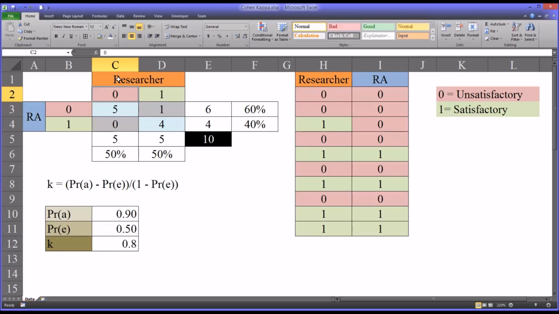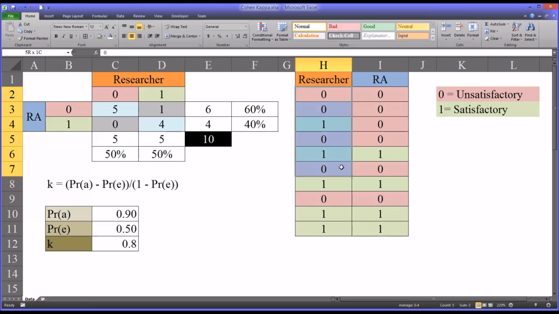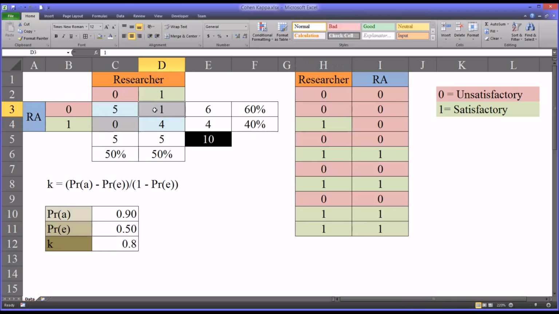Then we look for where the researcher indicated not satisfactory, or unsatisfactory, and the research assistant indicated satisfactory. So that'd be a 0 for the researcher and a 1 for the research assistant. And you can see that does not happen in these data. That's not observed. And then the last value we'd need to populate here would be where the researcher found the participant satisfactory, but the research assistant indicated they were unsatisfactory. And we can see that happened 1 time. Researcher satisfactory, research assistant unsatisfactory. So we input a 1 in that cell.